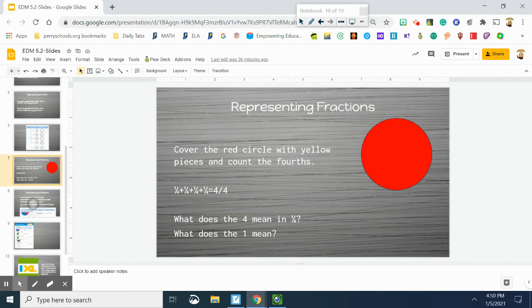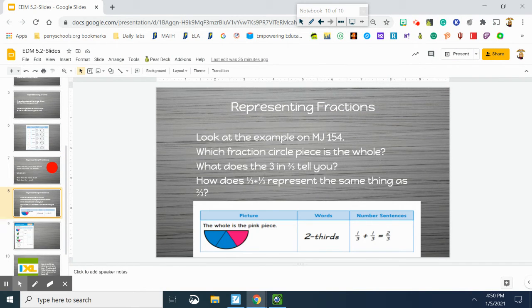Okay, you guys are going to turn in your book to Math Journal, page 154. We're going to be looking at the picture, writing the words, and then the number sentences. So remember, this is our goal. The picture is going to be there. Then we have to write the words, and then look at the number sentence for what is there.